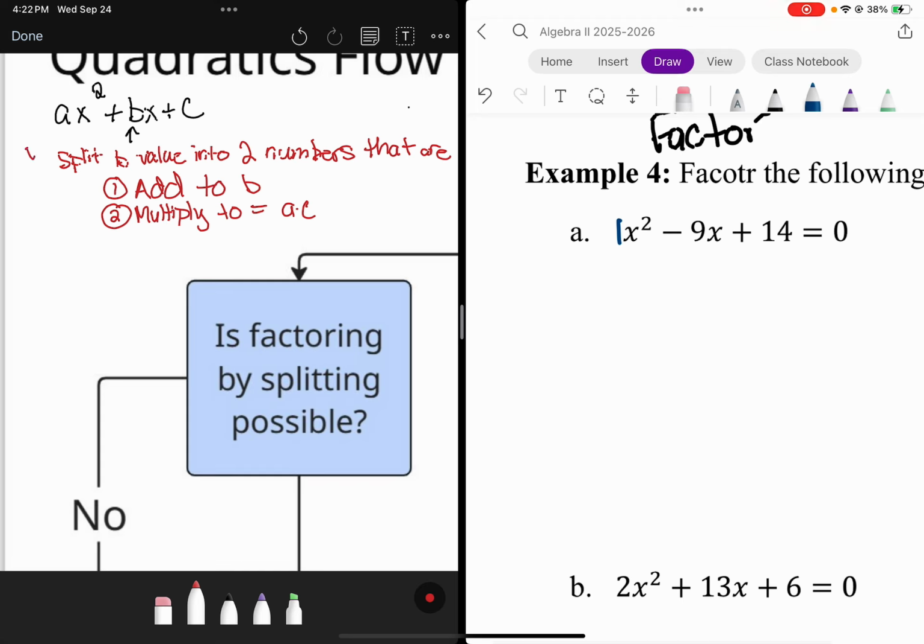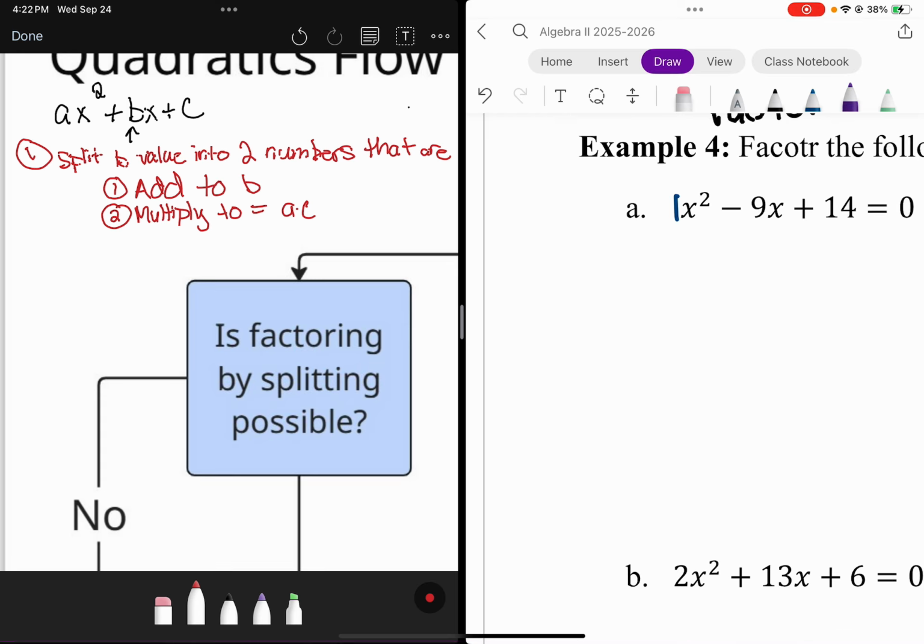So first, we are going to split that b value into two numbers that add to b and multiply to ac. So looking at our equation, our a value is 1, b is -9, and c is 14. A times c equals 1 times 14, or 14. B equals -9. So we're looking for two numbers that multiply to 14 and add to -9. Because they multiply to a positive number, I know that either both need to be positive or both be negative. Because they add to a negative, I need two negative numbers.